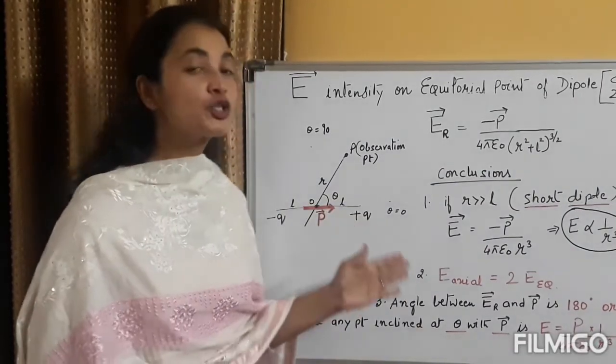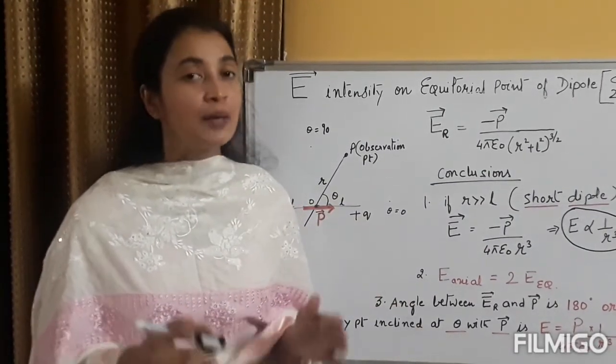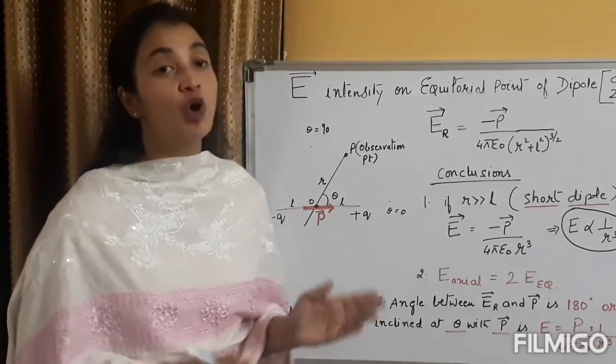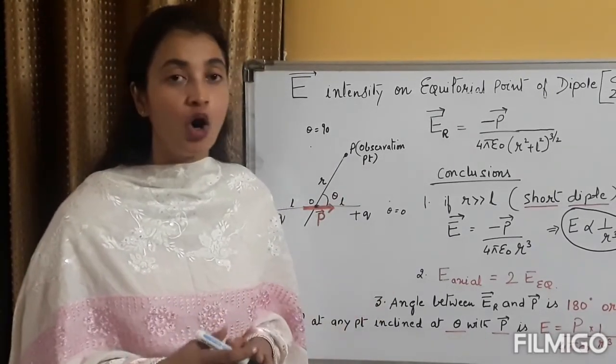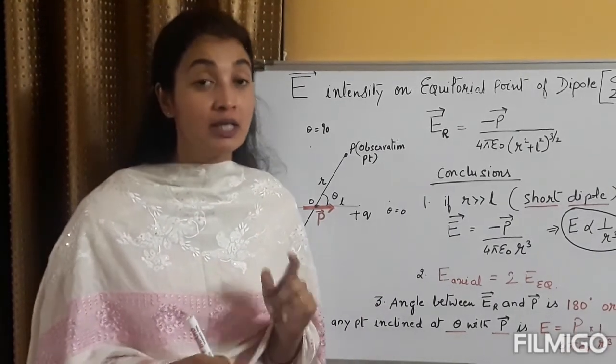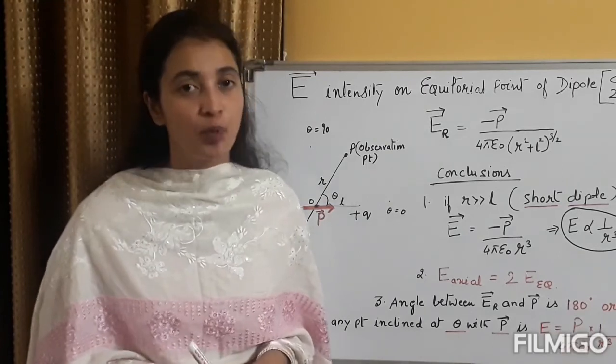So if you have understood all these things properly, keep practicing. In the next episode we will do the expression for a dipole kept in a uniform electric field. If possible, we will discuss a little bit about quadrupoles also.